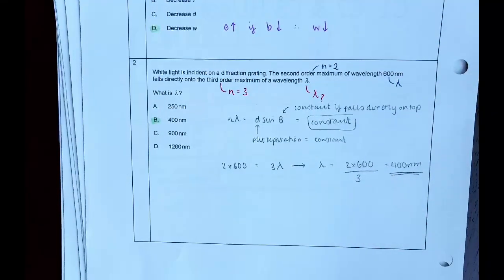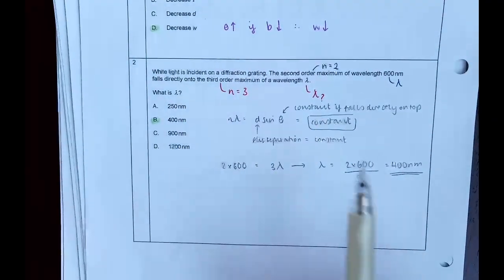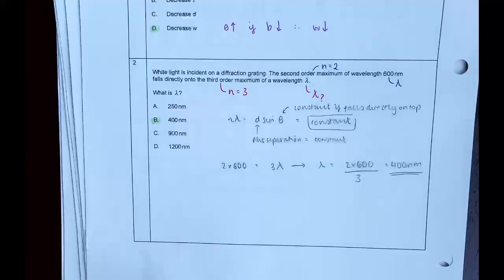In question 2, white light is incident on a diffraction grating. The second order maximum of wavelength 600 nanometers falls directly onto the third order maximum of a wavelength lambda. What is lambda? Obviously you've got two different patterns to consider, but if they fall directly over each other, then theta is the same for both scenarios for them to reach the same point on the screen. So n lambda is d sine theta.